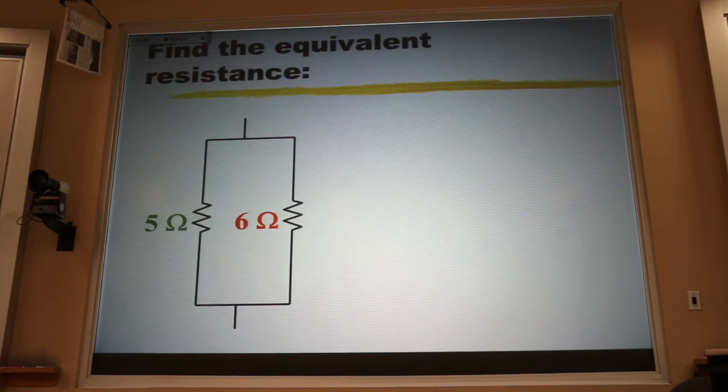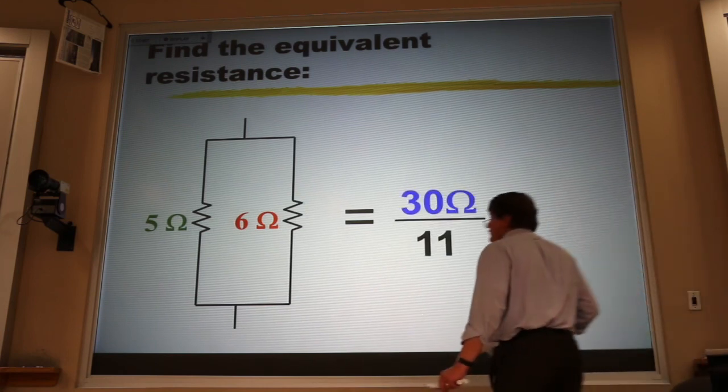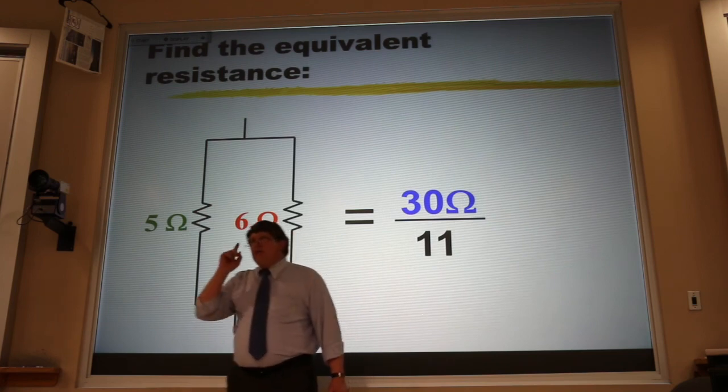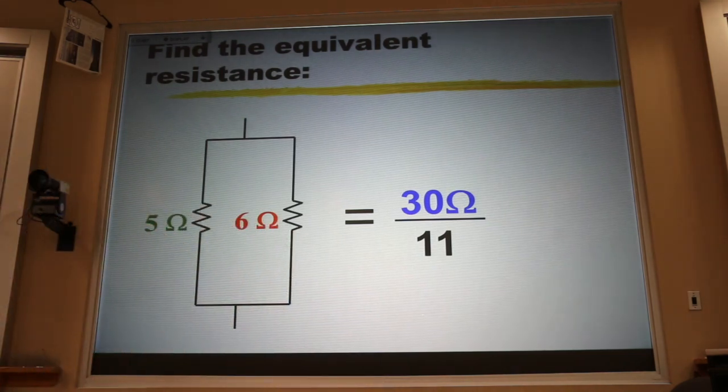Now I want you to notice that 2.9 is less than 5. And that will always, always, every stinking time be the case. When you have parallel paths, the equivalent resistance is going to be less than the least. Less than the least resistant path.